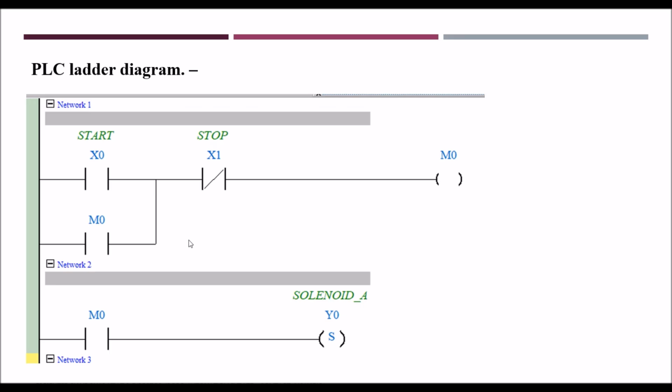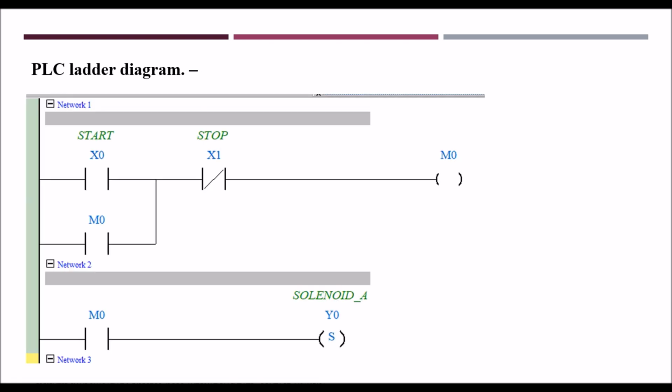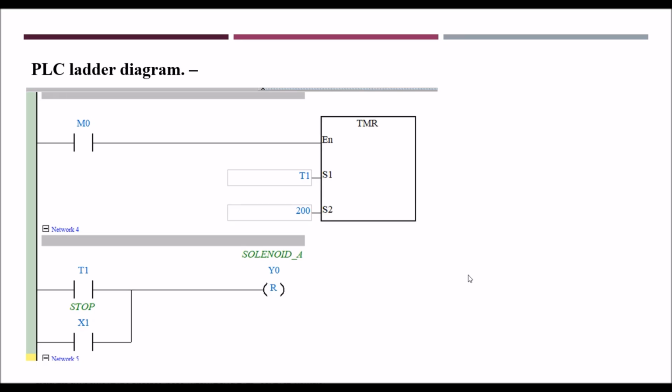So based upon this output state matrix, I can easily draw the ladder logic. It is given here. This is the storage of the start signal in memory bit M0 using the latching function, and this is for solenoid A, when to set and when to reset. That is the method I'm following. That is easy, and you can easily reproduce the ladder diagram in the examination. This is the first two lines. Okay, this is after T1, solenoid A should be off. That means after 200 seconds, solenoid A should be off. So that is why I have given the reset instruction.